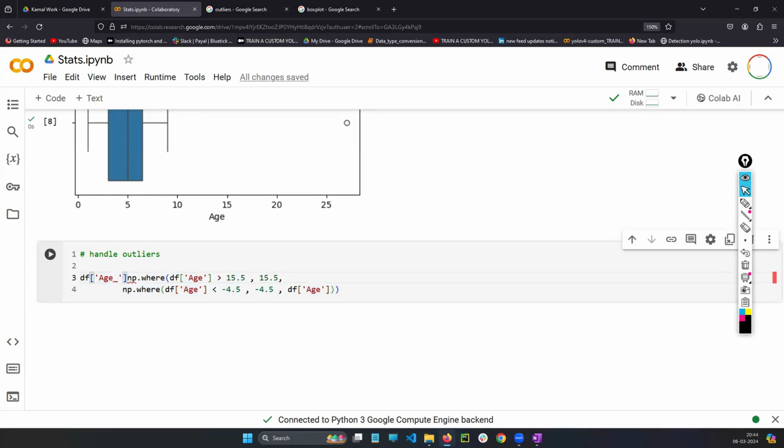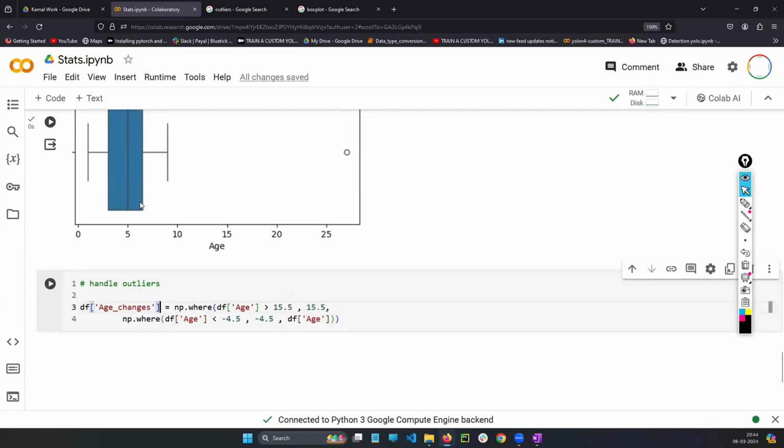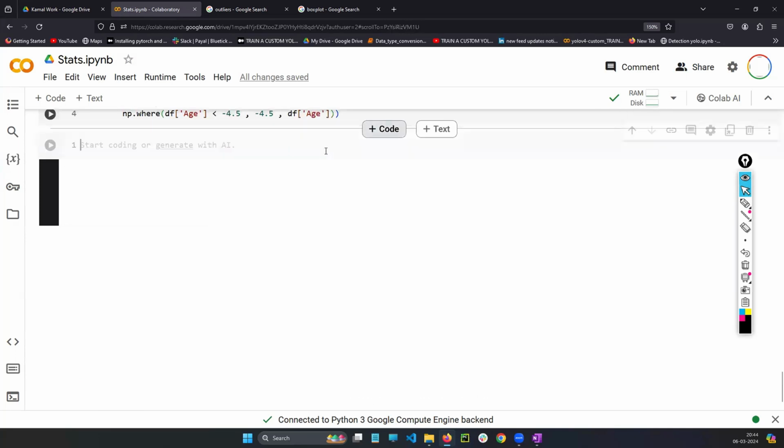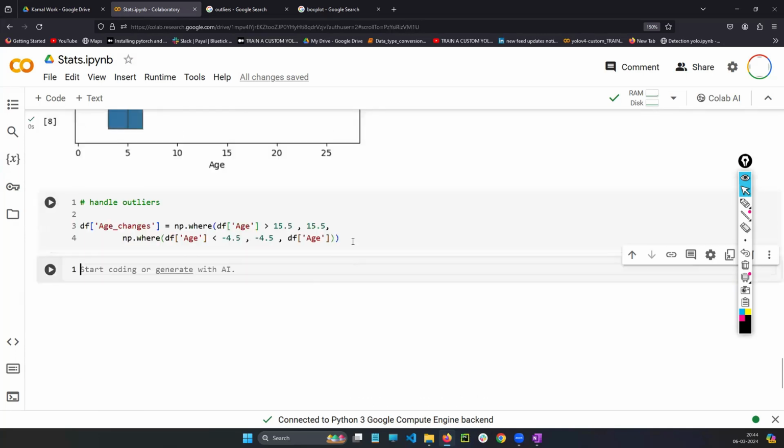So let's say I'm going to create a new column, a changed column. What I'm going to do is create a new column which is age changes. So in the age you have the original data, and in the age changes the new data will come. Let me run this script.